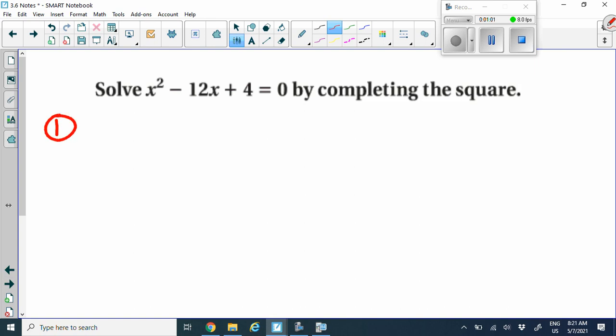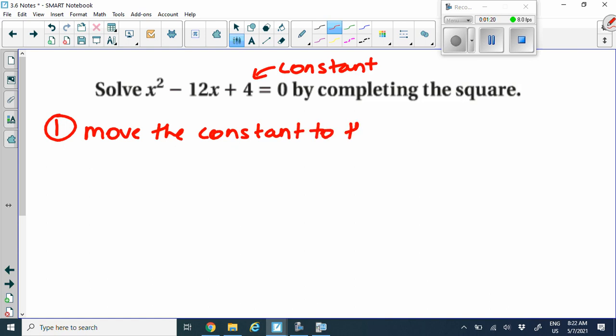First step. The idea is that our constant, so remember in this case the 4 is the constant, because it is the value without a variable, we're going to have to move the constant to the other side. So that's our first step. In this case, I'm going to subtract 4 to the other side.